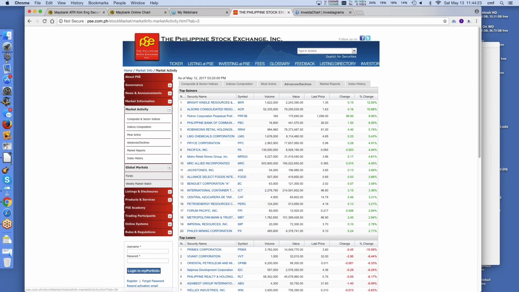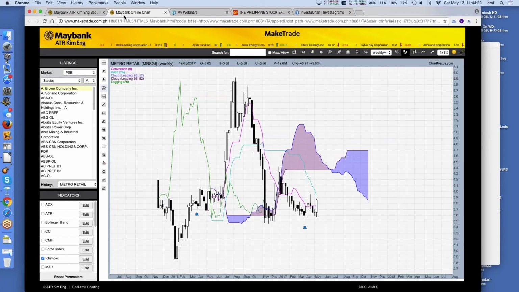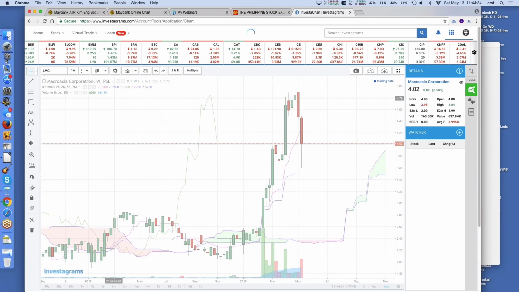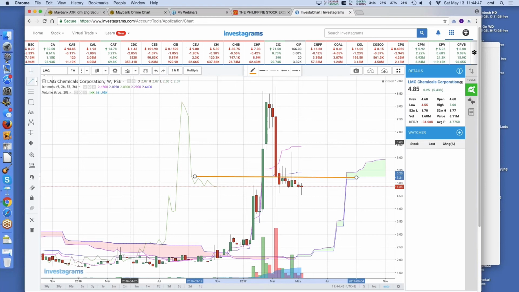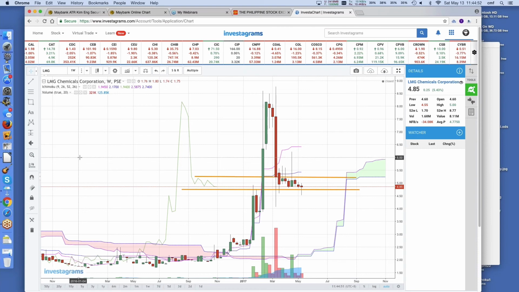What are the other interesting ones? ACR, we already talked about that earlier. LMG, again, this is illiquid, so let's go back to Investograms instead. I don't want to trade this because it's illiquid. There's a bullish Kumo twist, but this is still in a sideways fashion because it is still within the Chikou span range. So if it's in a range, don't trade it. Only go for the uptrending ones. That's low risk, high reward setups.